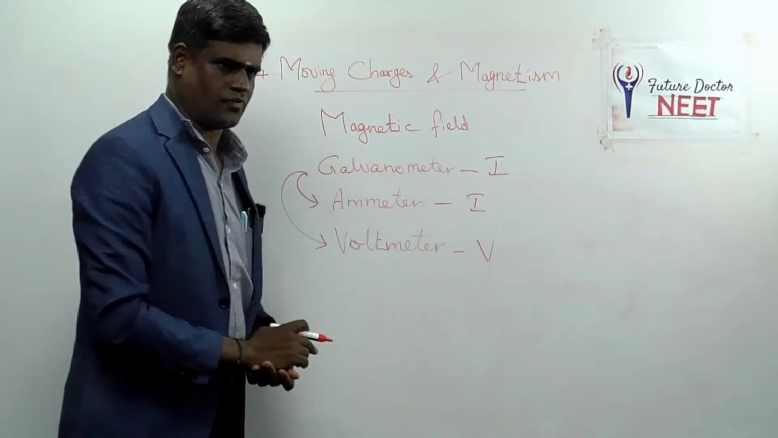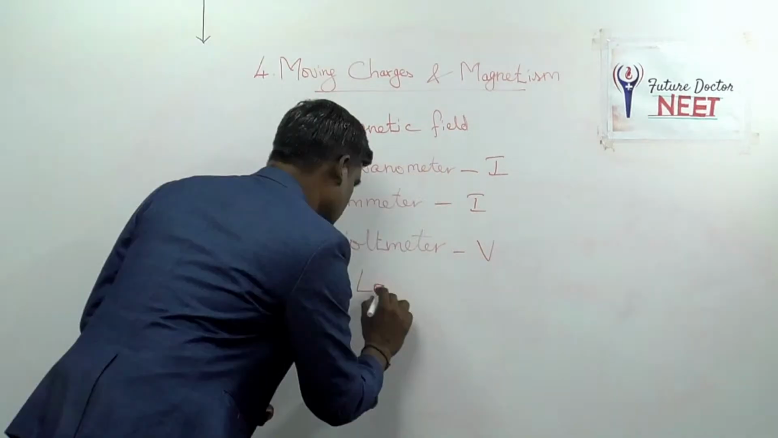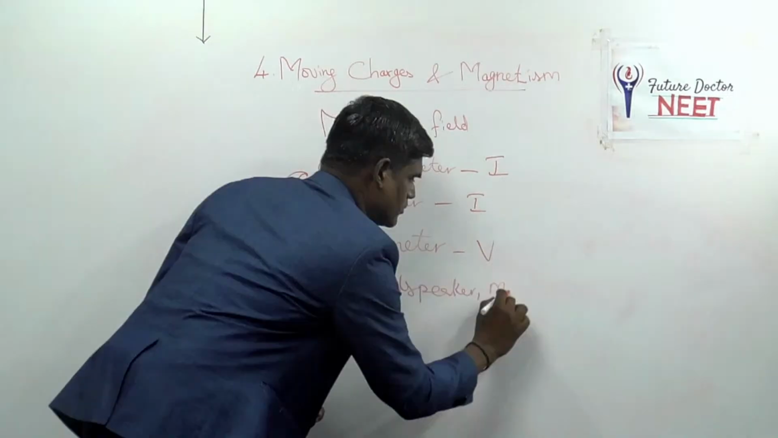So like this we are going to discuss, and all the meters use magnetic field. Not only these meters, loudspeaker, motor, electric motor, generator, all these use magnetism or magnetic field.